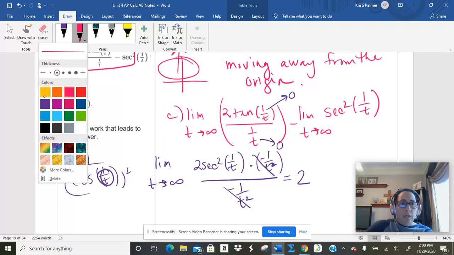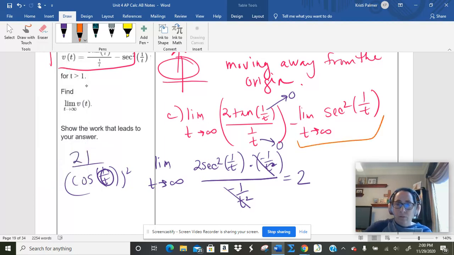And then over here, as I go to infinity, kind of the same thing. That'd be 1 over cosine of 0 squared is 1. So now I have 2 minus 1, which is 1.